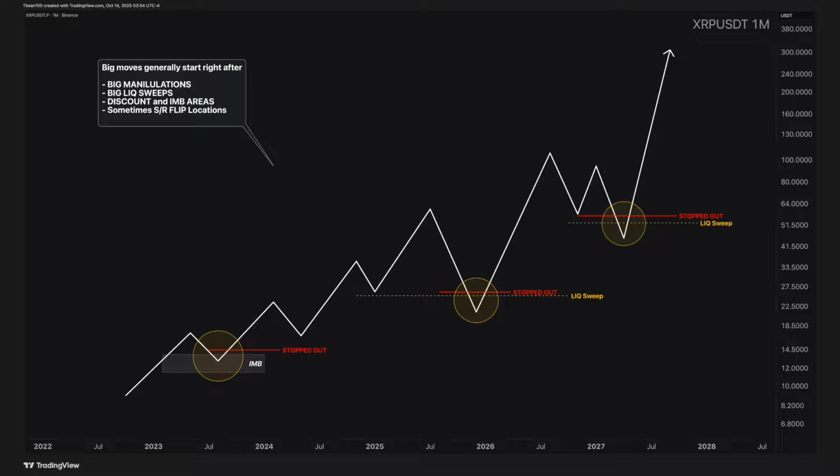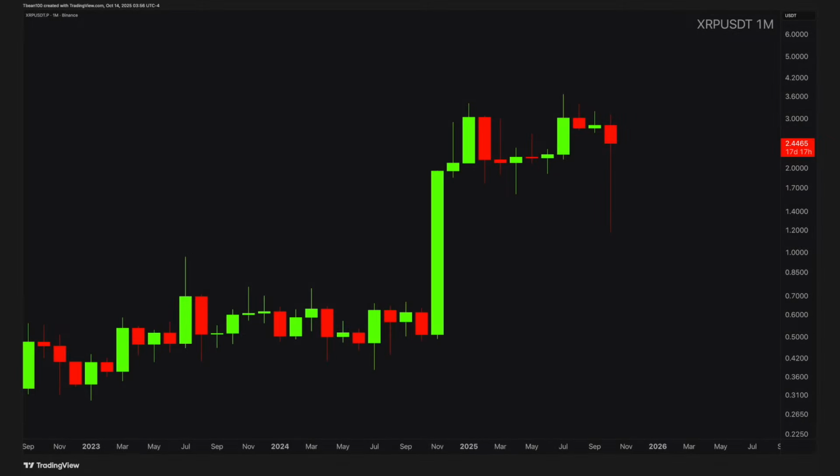And right after those liquidity sweeps, that's usually when you see these extreme rallies, or when the price crashes hard into discount zones or imbalance areas, sometimes right around support and resistance flip levels. That's when the big moves usually happen. Those major market movements almost always come right after these setups because markets need fuel to go upside. So if you take a look at the weekly or even the monthly charts, you will start to notice some really strong price action happening here.